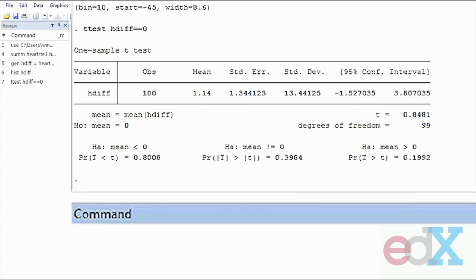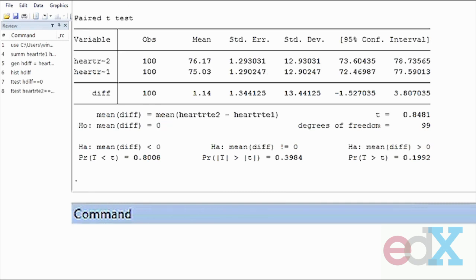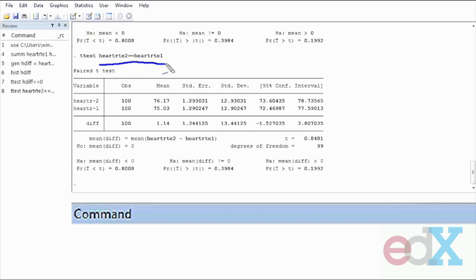Now, instead of using the ttest HDiff double equal sign 0 command, you could have also used this following command. You could have used ttest heart rate 2 double equal sign heart rate 1. And as you'll see, you'll get the exact same test, the exact same p-value. The only difference is the syntax. And the only difference is we create a new variable called HDiff, while this t-test doesn't require you to create a new variable. It's preference of which way you prefer.